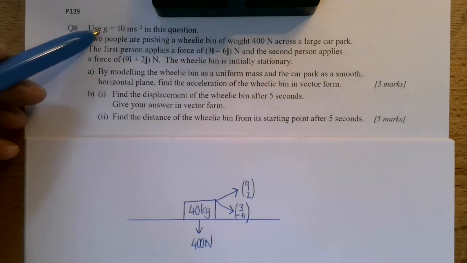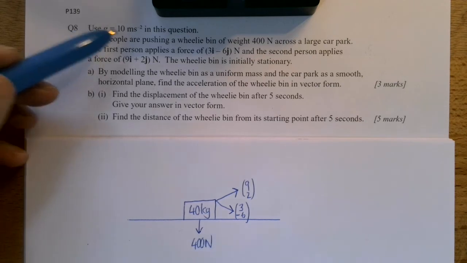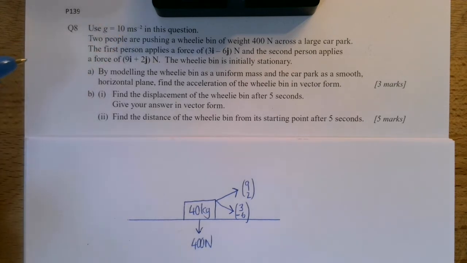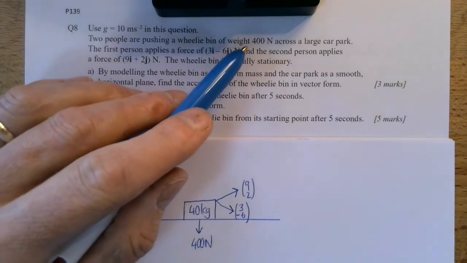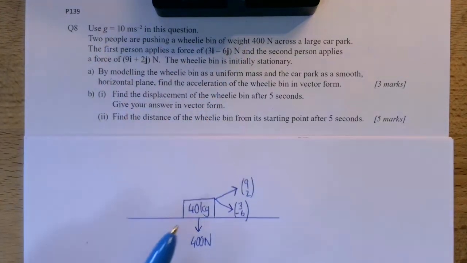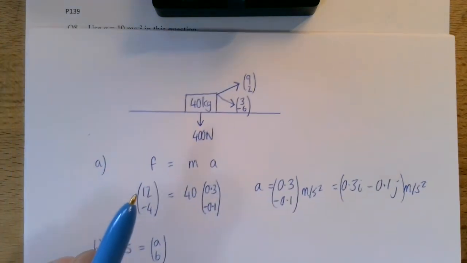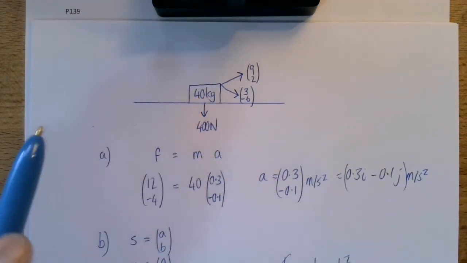At first reading, you're thinking, why are they telling me about G? And I mean, it's a bit frustrating they're making it equal to 10. Well, that's because they give you the weight of the wheelie bin, and actually we need the mass of the wheelie bin. So that was the thing there.